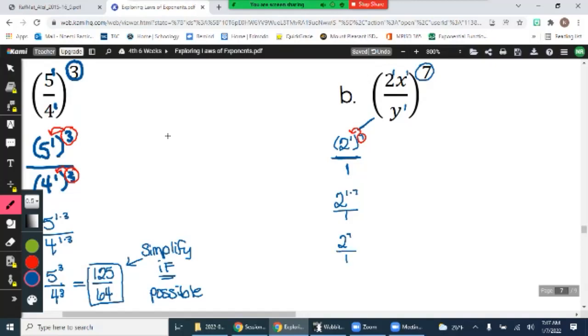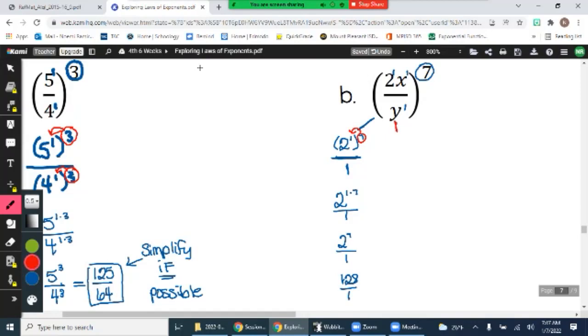Still on the top side of my fraction. And then 2 to the power of 7 simplifies to 128. We're done there. There's nothing else I can do. I'm leaving it over 1 for a reason, because I'm going to have to put everything back together next.